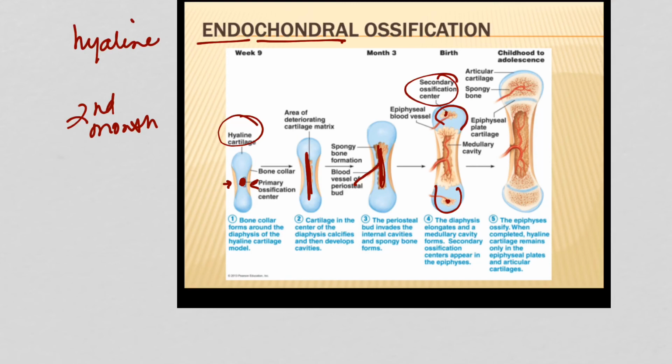So the epiphysis is finally going to calcify, and you're going to have this compact bone with the spongy bone in the middle. You're going to have a layer of hyaline cartilage left on the outside, and we already talked about that. That's the articular cartilage.